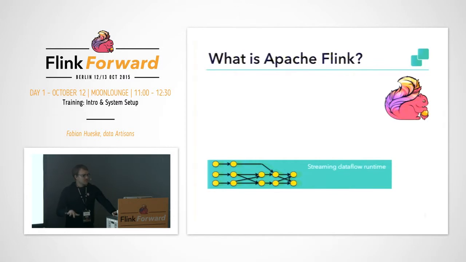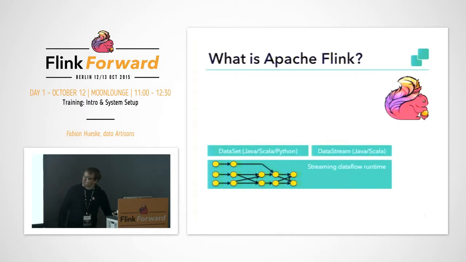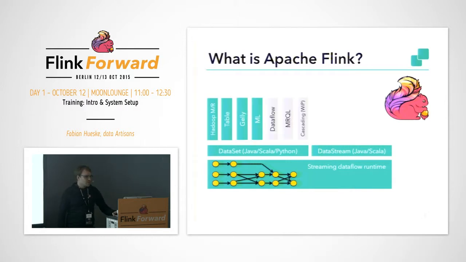As we said before, it has this core runtime for stream data processing, and on top of Apache Flink, there are two basic APIs. First of all, the DataSet API for batch processing, and the DataStream API for data stream processing. And on each of these two APIs, there are more building blocks on top, or more domain-specific APIs or libraries, such as a connector for Hadoop MapReduce programs.